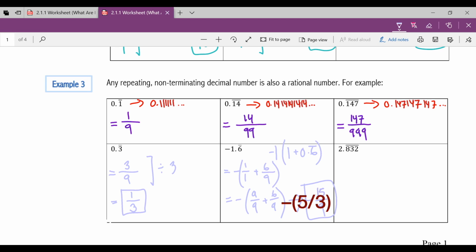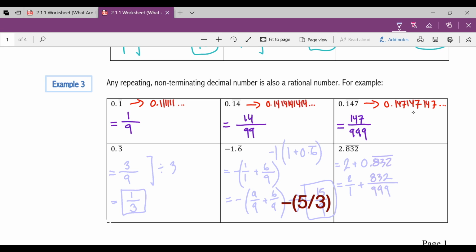2.832 as a fraction. Well, the first step will be to realize that this is really 2 plus 0.832 repeat. The first part we can make into a fraction very easily. 2 is simply 2 over 1. Cool. And then that last number, that 0.832 repeat, we know that trick. You put the repeating part in the numerator, you put as many 9s as you have repeating numbers in the denominator, and boom, you're good to go.